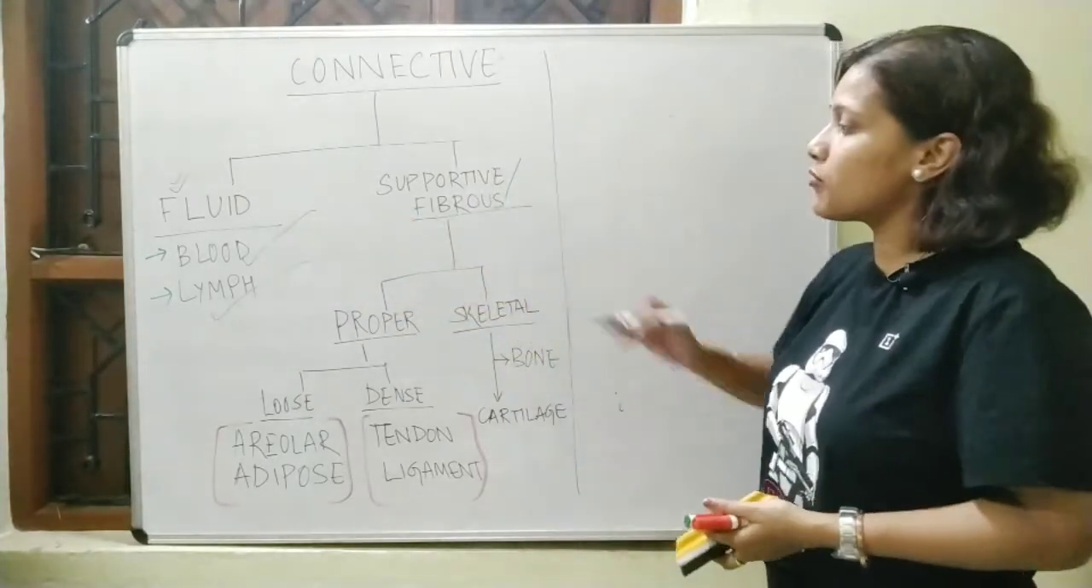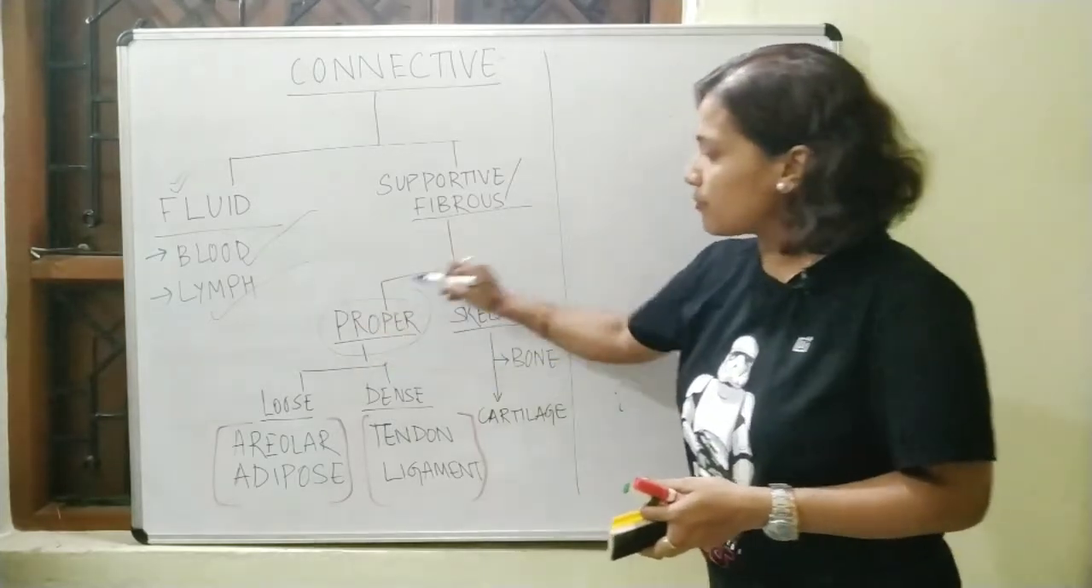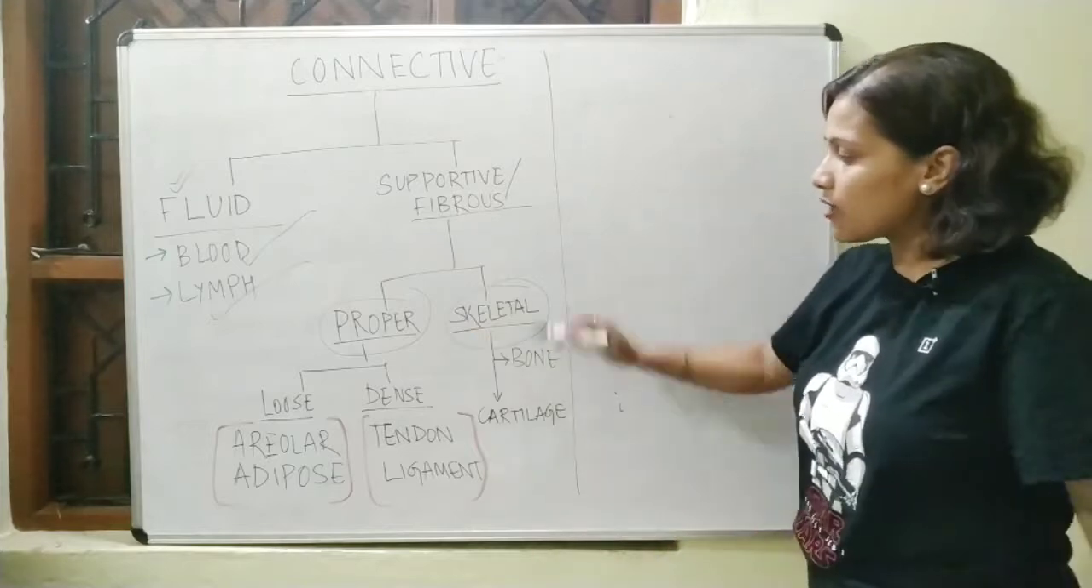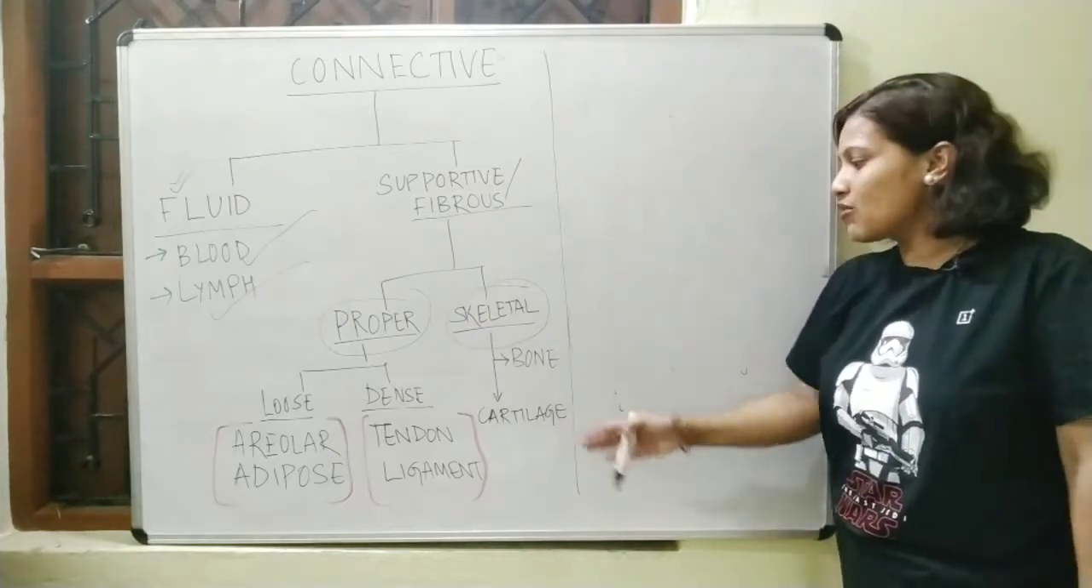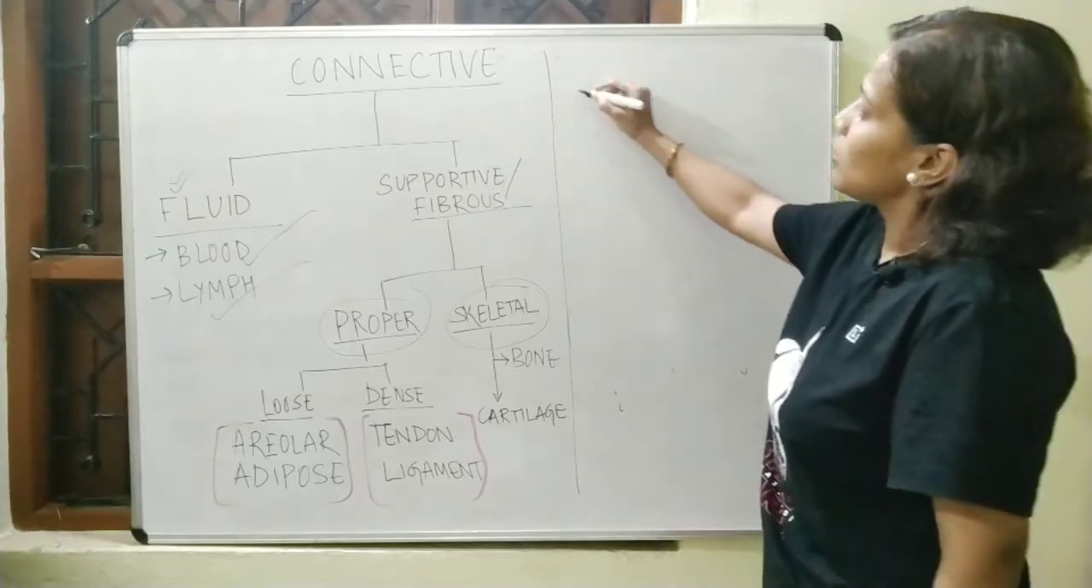Now coming to the supportive fibrous connective tissue. Now you see over here you have one is your proper, another one is your skeletal. Now talking about the skeletal, in skeletal you have the bone and you have the cartilage. Now in bone, let me talk about bone.